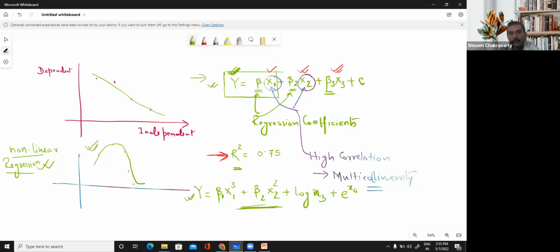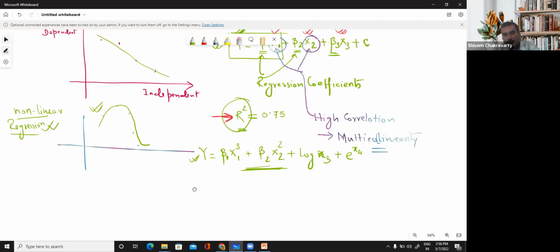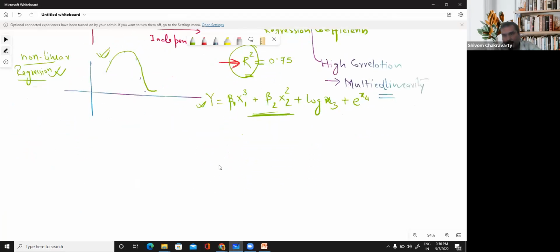So this is about non-linear regression. In non-linear regression also, this R square calculation will be the same, based on the predicted value and the original value. That is what R square is based on, predicted value and original value. So we are going a little deeper into regression. Non-linear regression we discussed.